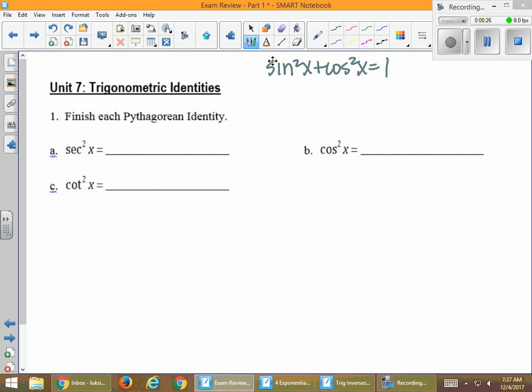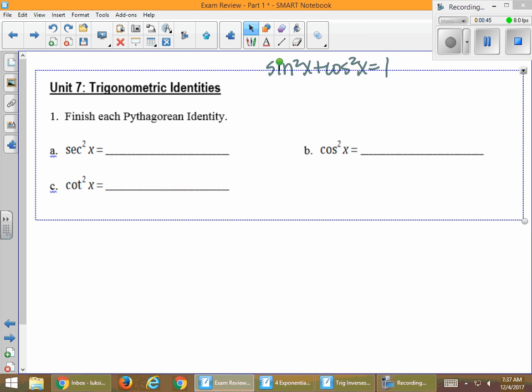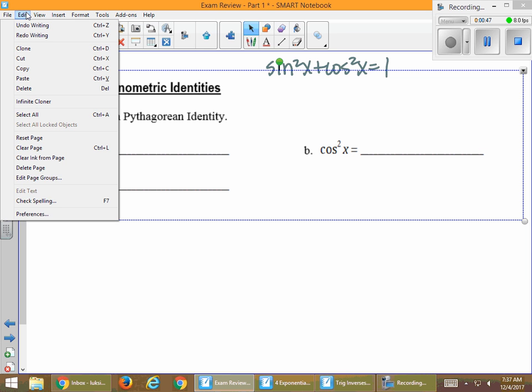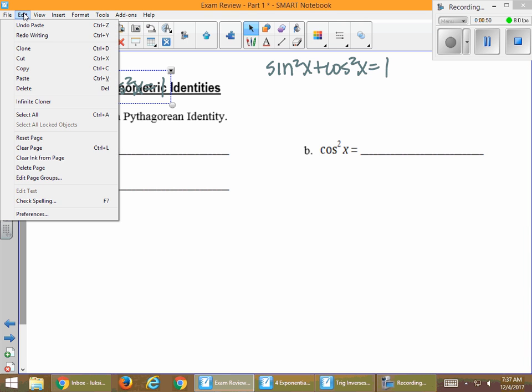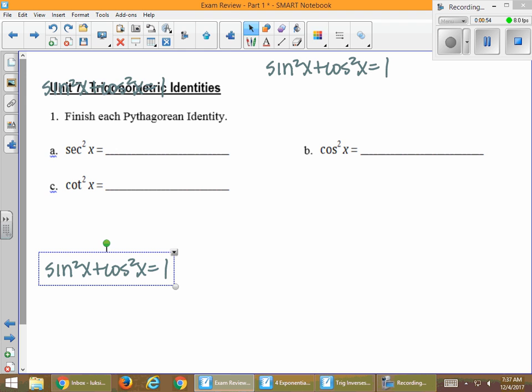Or you can call it cosine squared plus sine squared equals 1. Either way, it doesn't matter. We're going to use this identity 3 times to solve for our different pieces here. So I'm going to go ahead and see if I can copy and paste that twice, and we'll just have it to work with.